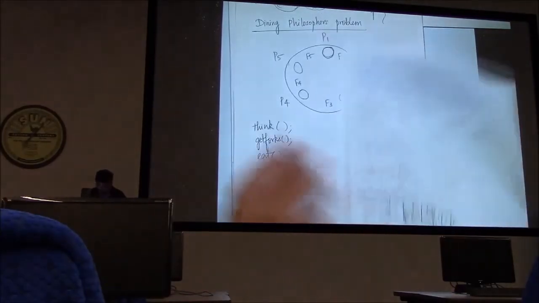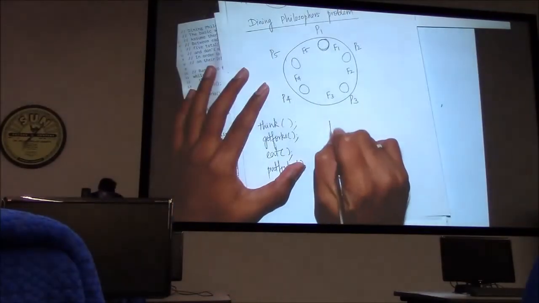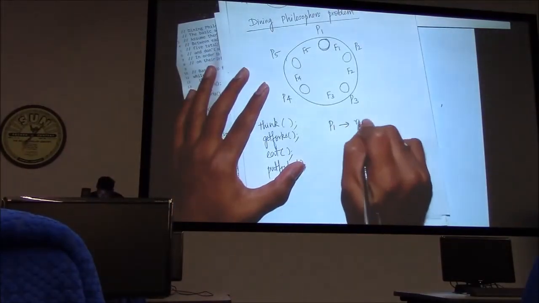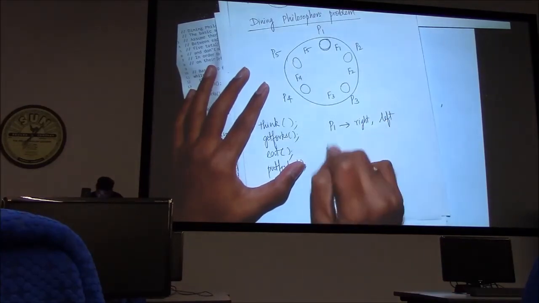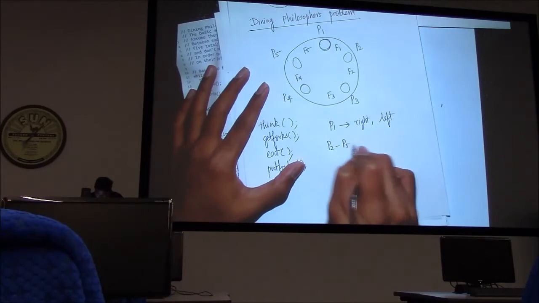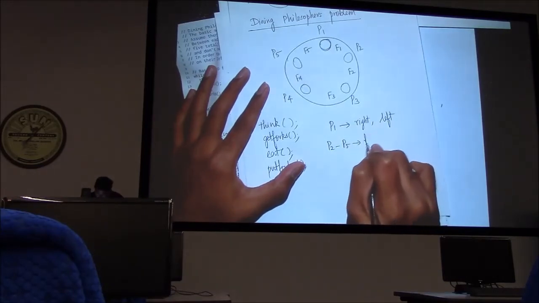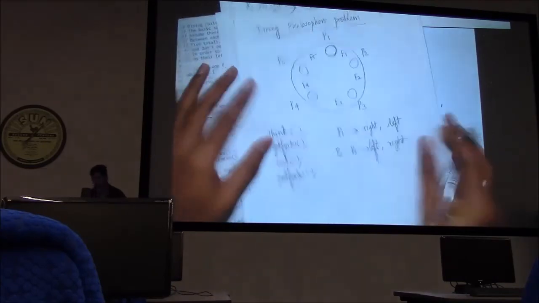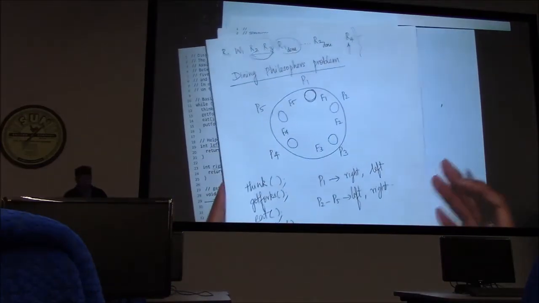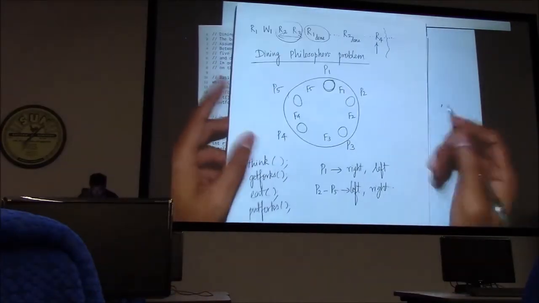So there are 5 philosophers here, right? Just make P1 pick up the right fork first, and then the left fork, and all others, P2 to P5, pick up the forks in this order: left fork first, and then the right fork. Just think about if this will work. Let's just see this.